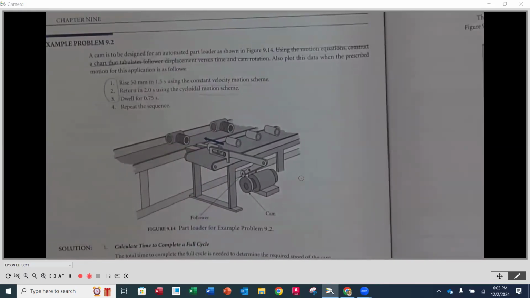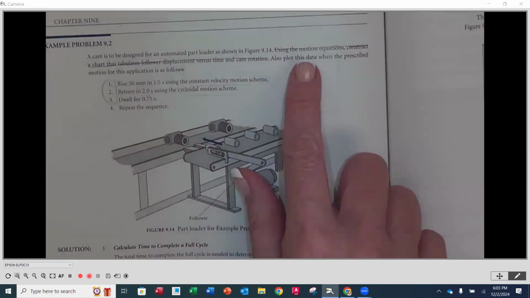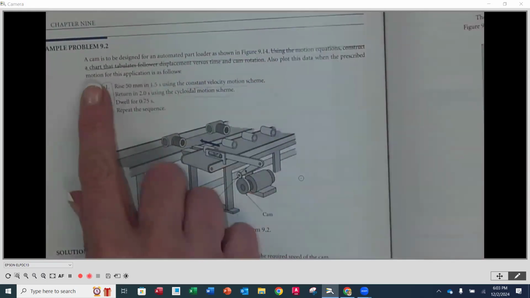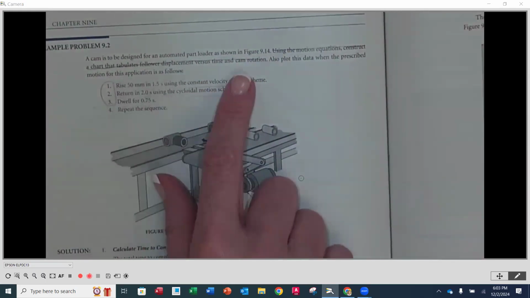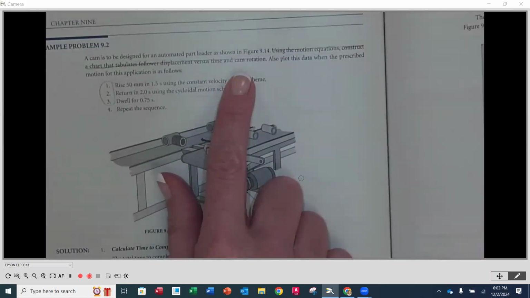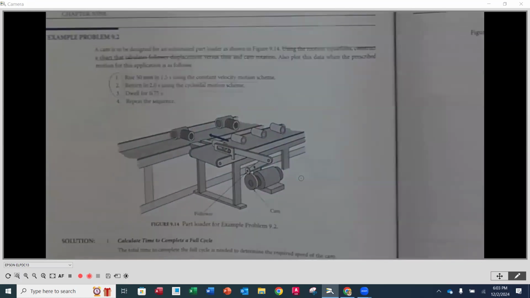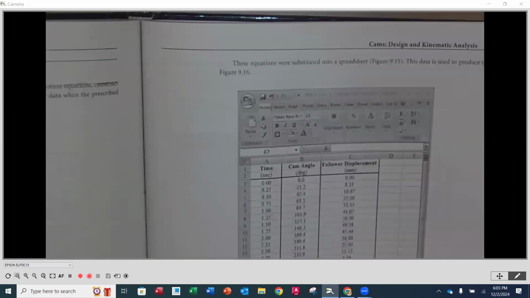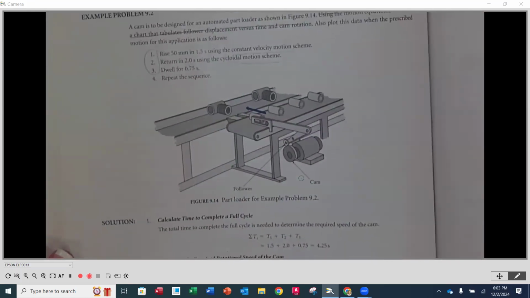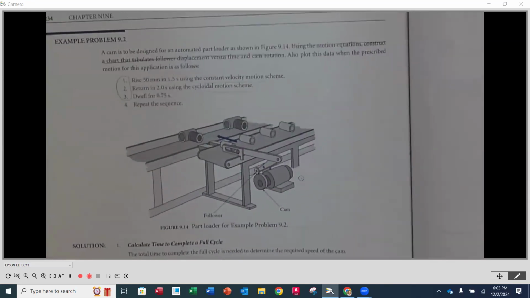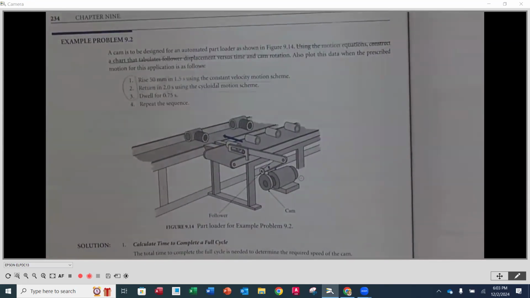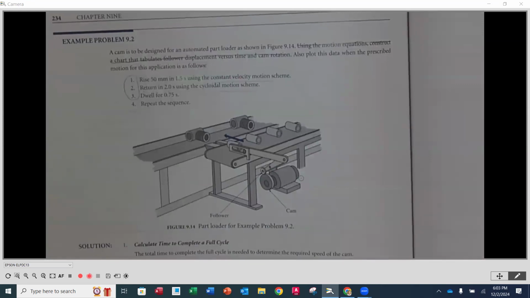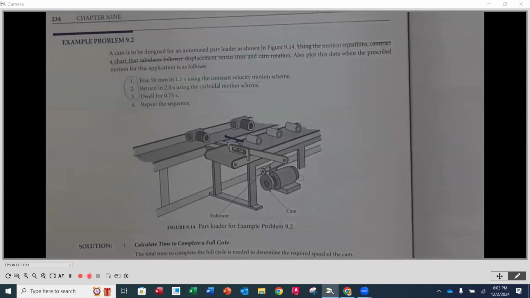Okay. So what we want to do here, it says, using the motion equations, construct a chart that tabulates the follower displacement versus time rotation. That is what they did over here. I have that crossed out. We are not doing that. What we are going to do is plot a displacement diagram in example 9.3 to correspond to this. Now, let's look at what they have for our motion.